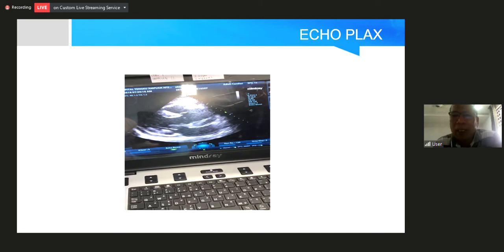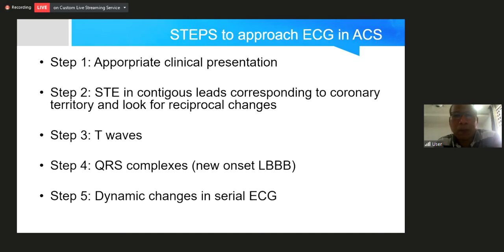Next slide. So again, the step to approach ECG in the ACS: appropriate clinical presentation. I recapitulate again. Then after that, you look for ST elevation in contiguous leads, you think of AMI, in the contiguous leads corresponding to the territory, and look for the reciprocal changes. Sometimes you can look for the duration also, in the presence of Q wave. Q wave more than 4 hours.